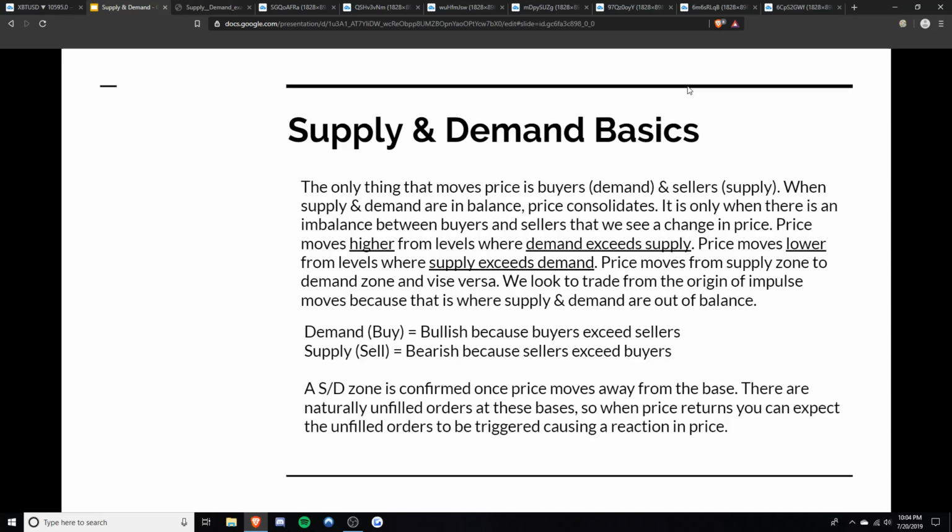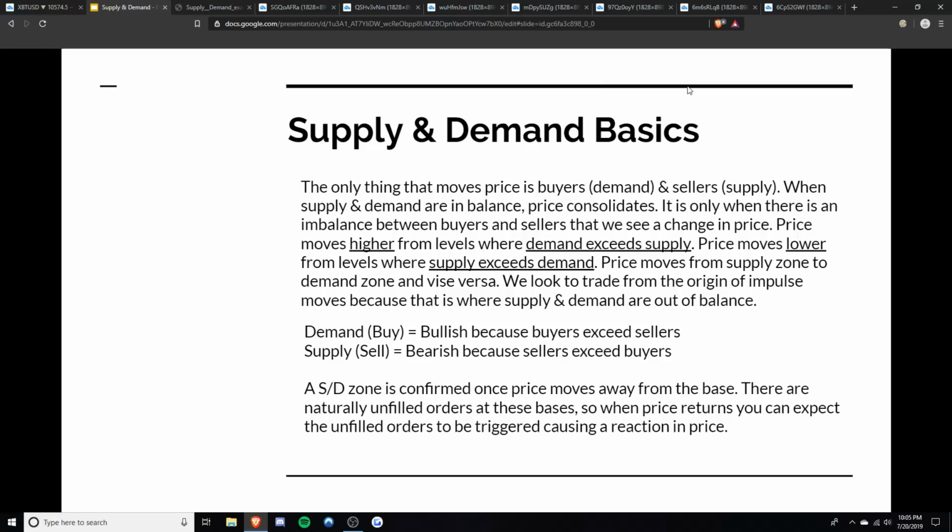So the only thing that moves price is buyers, which is demand, and sellers, which is supply. When supply and demand are in balance, price is consolidating. It is only when there is an imbalance between buyers and sellers that we see a change in price. Price moves higher from levels where demand exceeds supply. Price moves lower from levels where there is more supply, so supply exceeds demand. Price moves from supply zone to demand zone and vice versa.